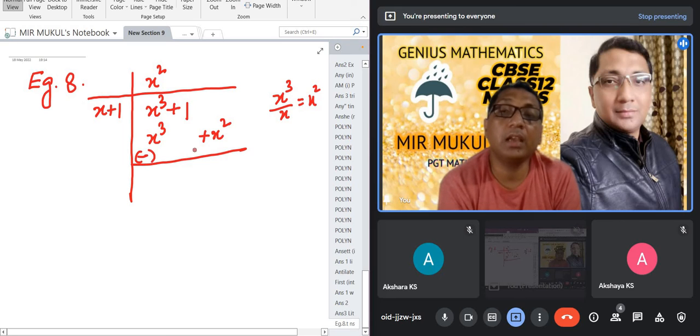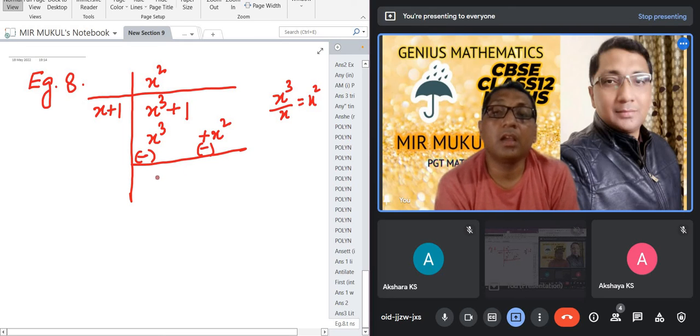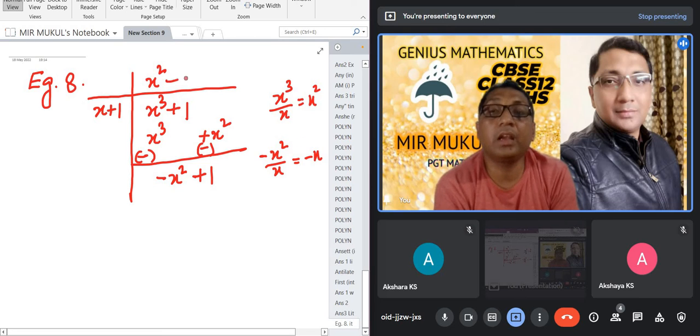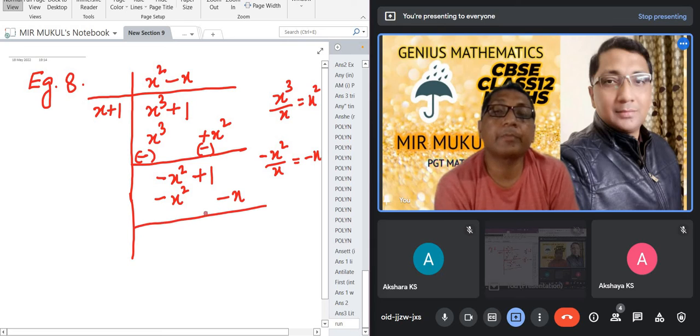So here minus sign, here also minus sign. So minus x squared, first you have to write plus 1. Then again, if you divide its first term, that means minus x squared, by x, you will get minus x. So multiply minus x squared minus x, and write it separately. Then here plus sign, here also plus sign, cut it. So x plus 1 we will get.